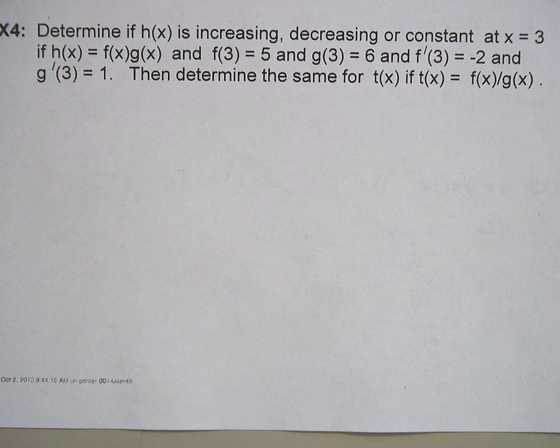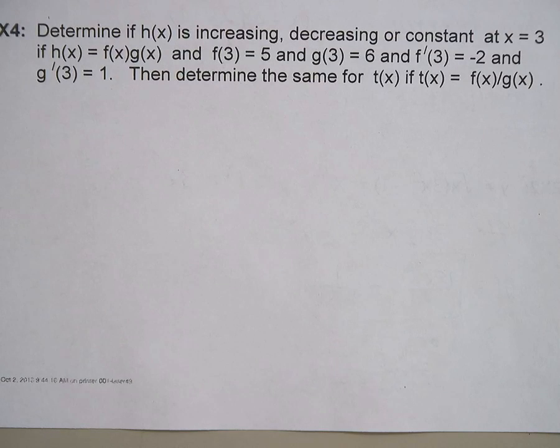So, for example, number 4, determine if h of x is increasing, decreasing, or constant at x equals 3. And then it tells us that h of x is f times g, f of 3 is 5, g of 3 is 6, and f prime of 3 is negative 2, and g prime of 3 is 1. Then determine the same for t of x if t of x is f of x divided by g of x.